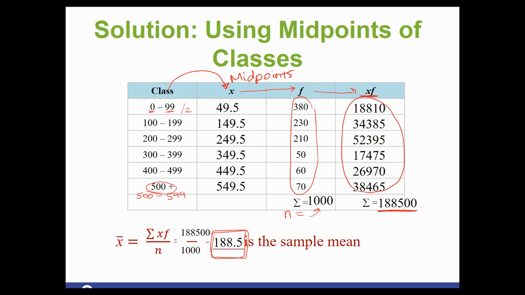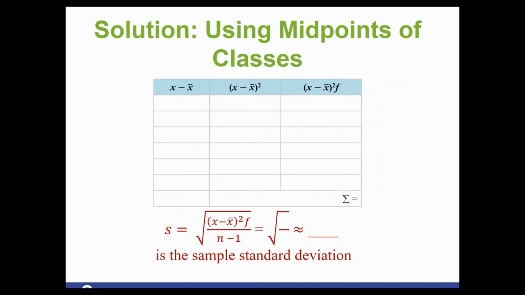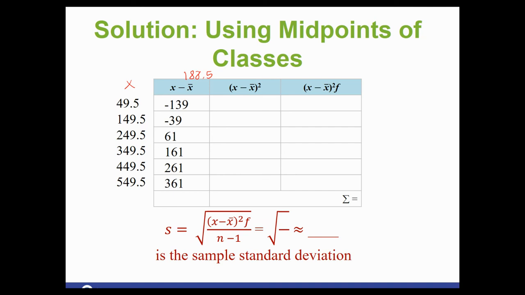Now we need to find deviations. So we've got a new chart here, and just as a reminder, these were your x values. These are your midpoints. So you're going to take each one of those minus your mean, minus the 188.5. Then we're going to take all those numbers and square it. That's what's going to make all of them positive. Get them a little bigger.